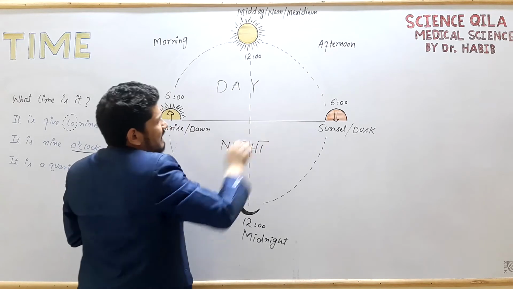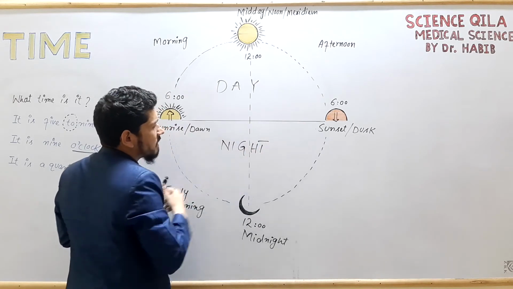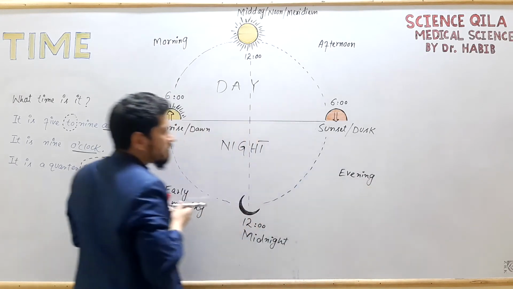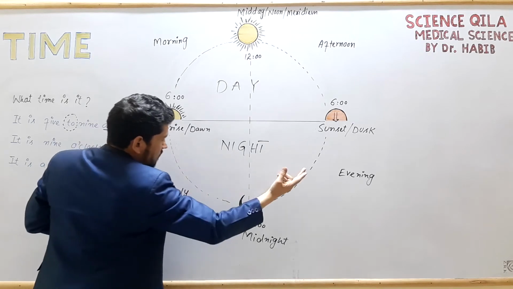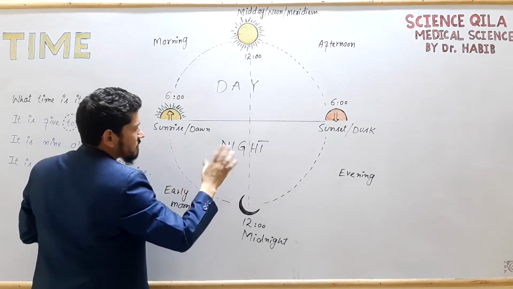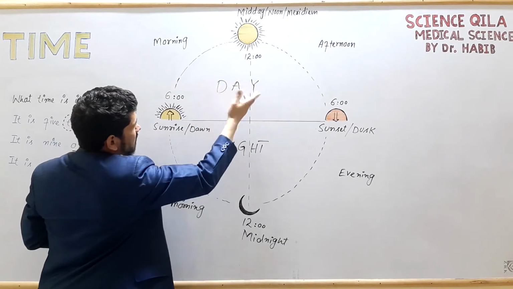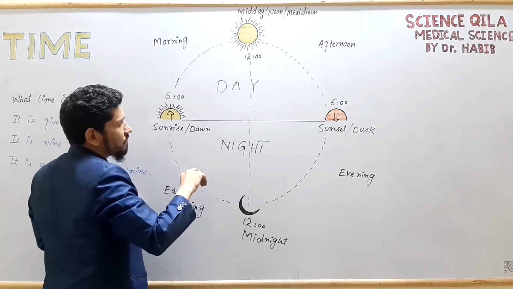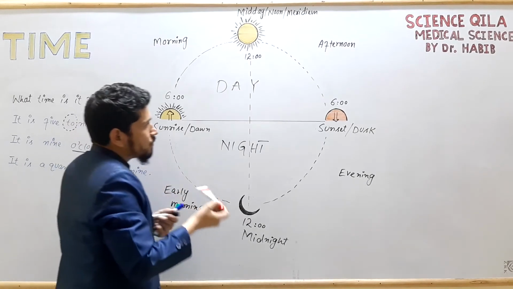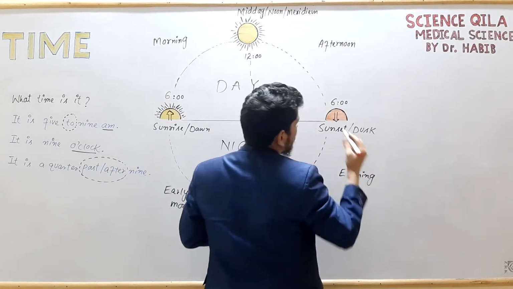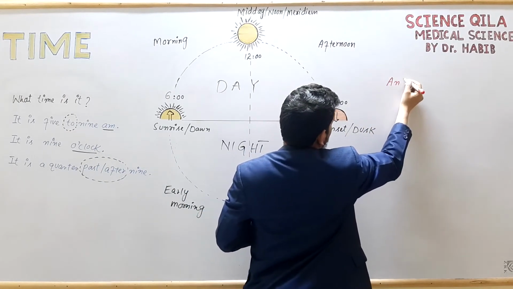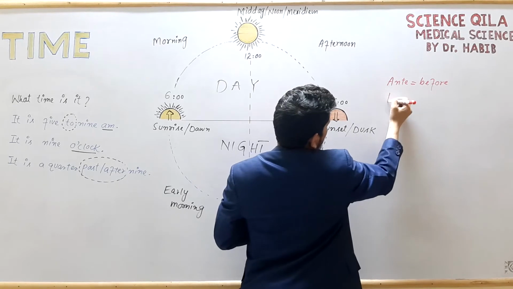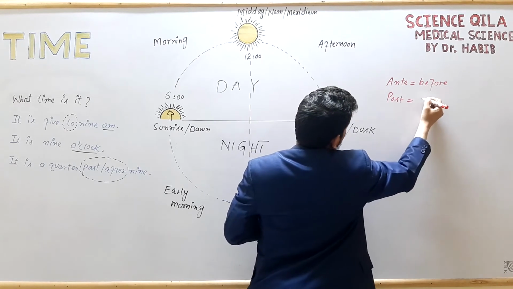Okay, as the sun sets, the night starts, and the first part of the night is evening. What do you call it, please? Evening. So remember, early morning and evening, both of them are parts of the night, and morning and afternoon both are parts of the day. Okay, before understanding one very important concept, I would like to write two important terminologies or prefixes over here. That is ante. Ante means before, and another one is post. Post means after.